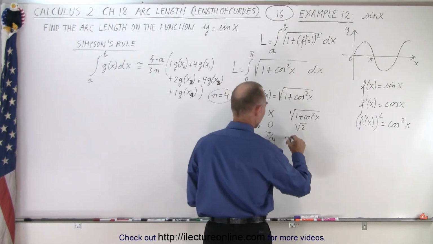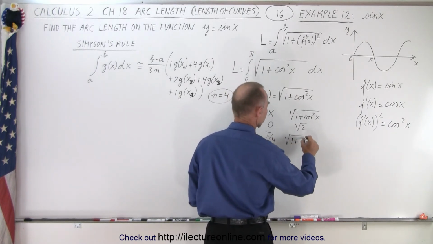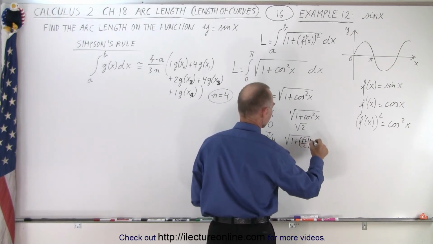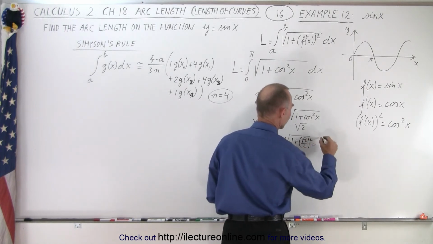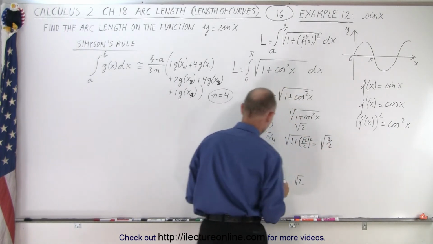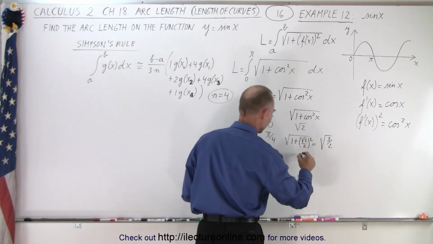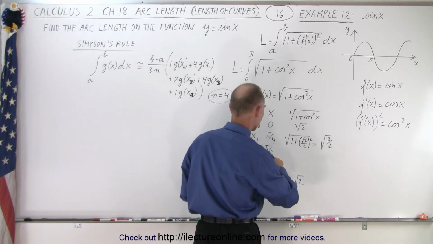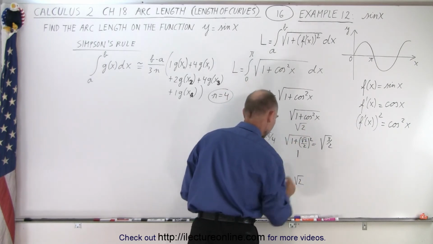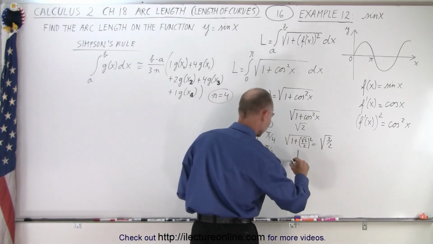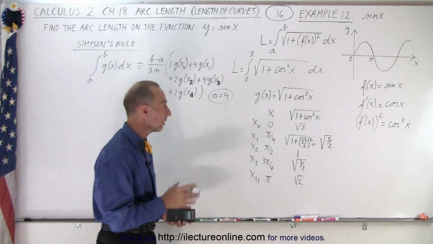So in this case, we have the square root of 1 plus the square root of 2 over 2 squared, which is 2 over 4, 1/2, plus 1, that's the square root of 3/2. When we have pi over 2, that would be 0 plus 1, since cosine of 90 degrees is 0, so we have the square root of 1. Then for 3 pi over 4, we'll have the square root of 3 over 2, and then we have 2. There we go. Those are the 5 values.